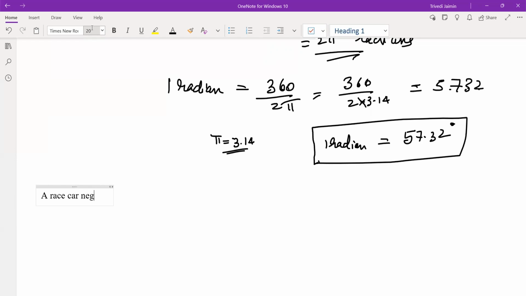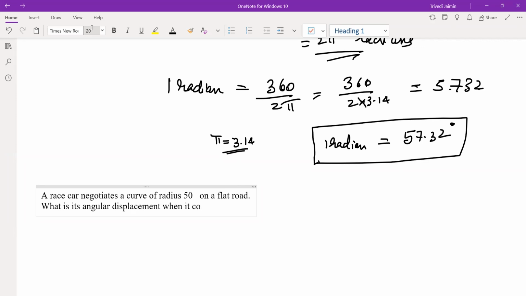What is the displacement of a curve of radius 50 meters on a flat road when it covers a linear distance of 78.5 meters?